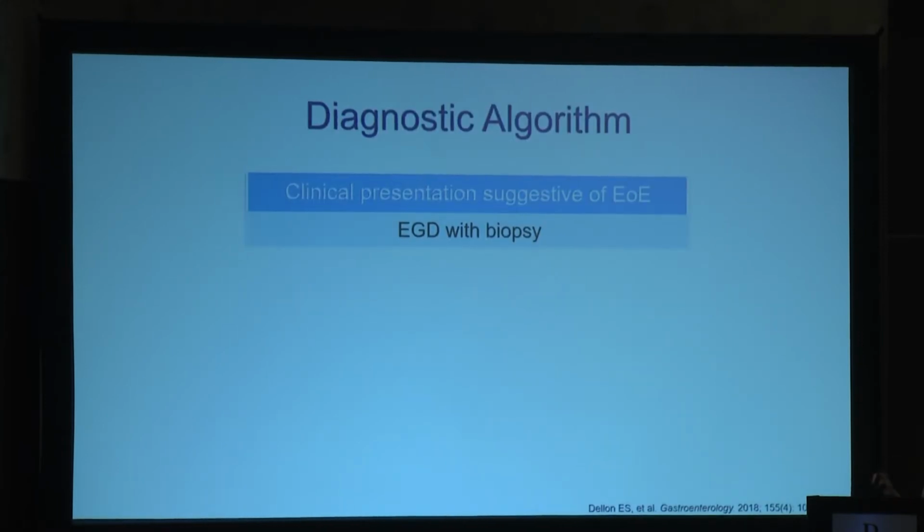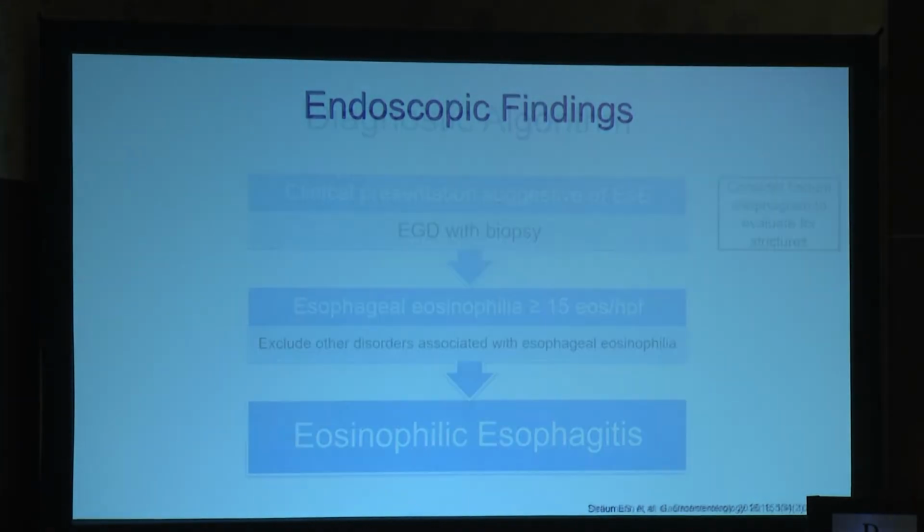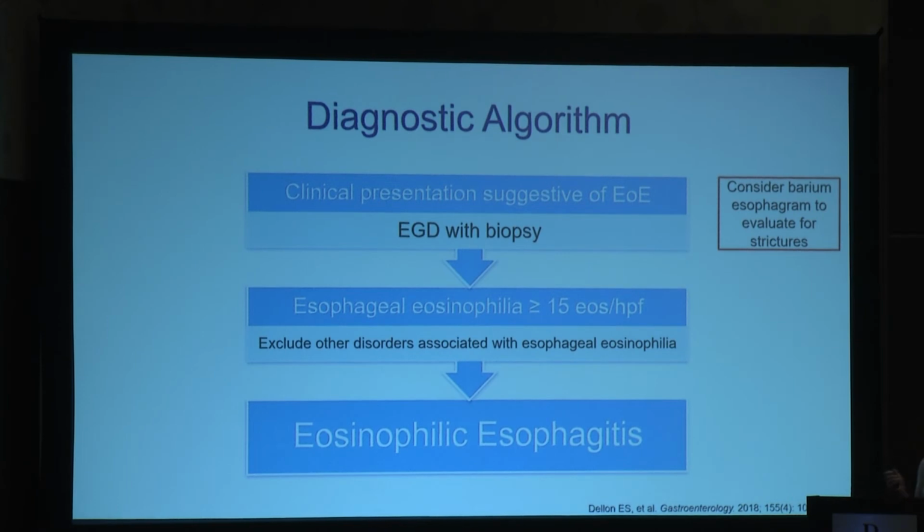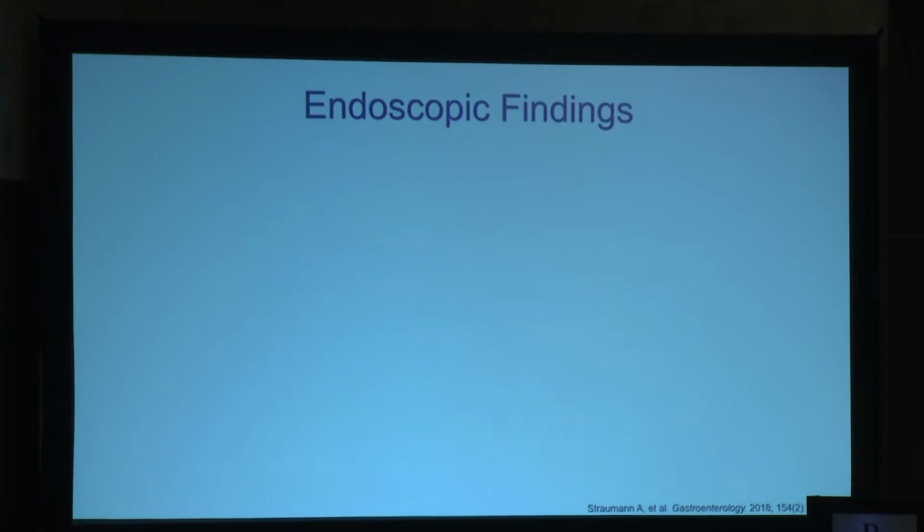So I see a patient, they have the clinical symptoms. Sometimes I will get an esophagram as well, just to make sure that there's no stricture there before I scope them, because if they have a stricture, I'm going to need to dilate them too. But they have their symptoms. I proceed with the scope, the EGD, and then we get our tissue samples, make sure that there's that eosinophilia there, the greater than 15 eos, make sure I don't think it's another disorder, and then I have my diagnosis.